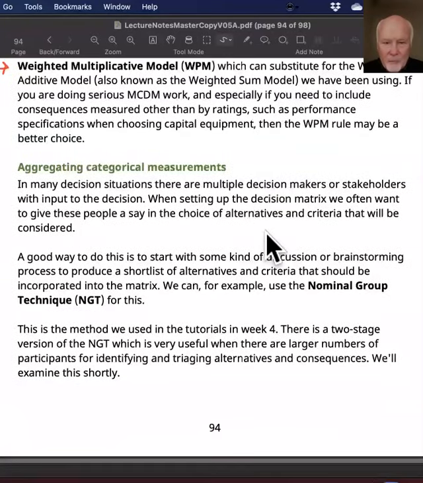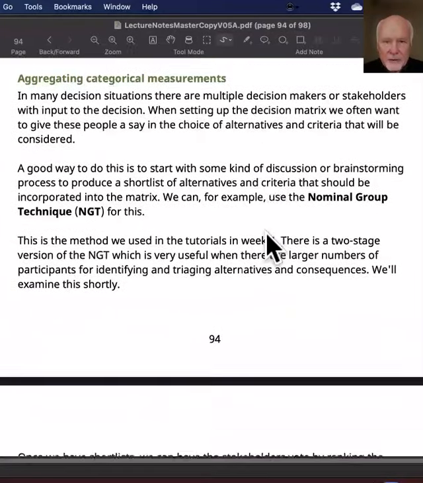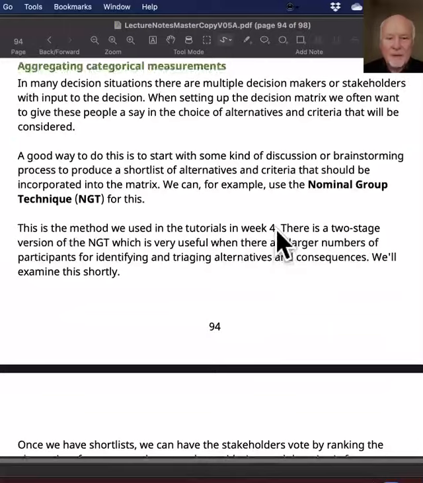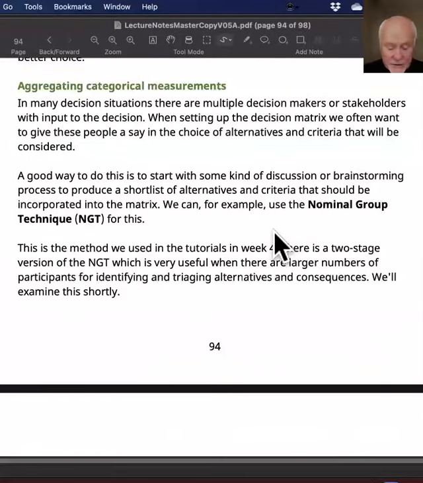Okay. Aggregating categorical measurements. All right. So this is the sort of thing that you use when you're working out which alternatives to choose, triaging your alternatives for an MCDM, or triaging the set of objectives or consequences or criteria that you're using.